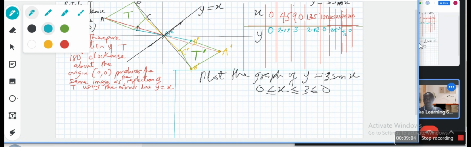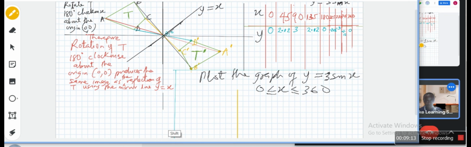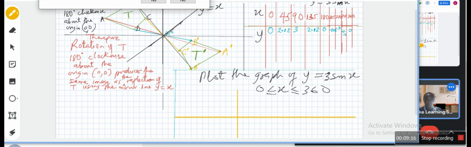You just draw your graph. The grid lines would also have been provided for you to just complete, for y and x, and all these ones would have been provided for 0, 45, 90, 135, 180, 225, 270, 315, and then 360. You just plot.